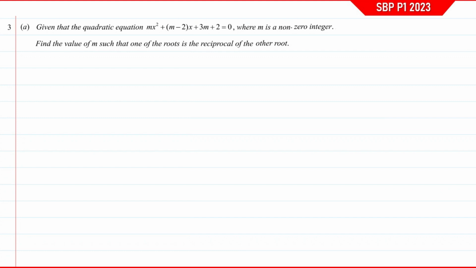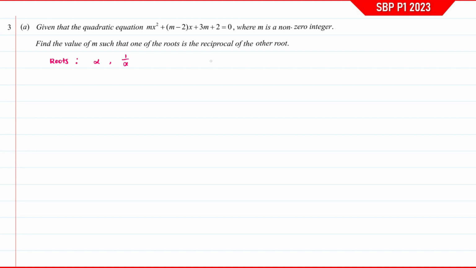Question 3a. Given that the quadratic equation mx squared plus m minus 2 x plus 3m plus 2 equals 0, where m is a non-zero integer, find the value of m such that one of the roots is the reciprocal of the other root. So here, let's say we use alpha to represent one of the roots. Then the other root, which is the reciprocal of this alpha, will be 1 over alpha.